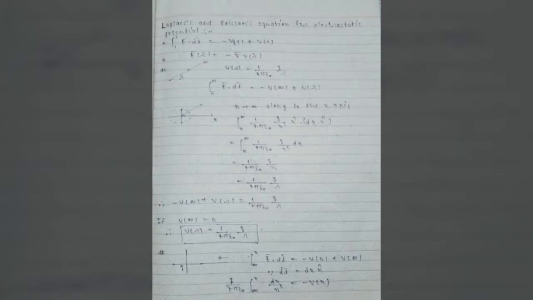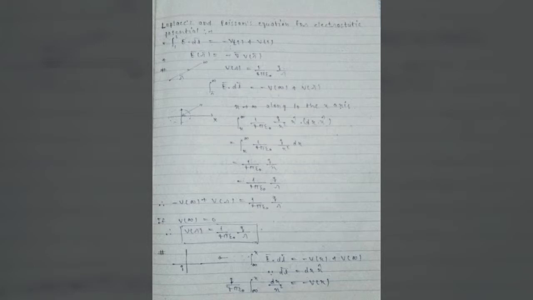Potential, and what we saw was that the integral of E dot dl from 1 to 2 was equal to minus V2 plus V1. Its differential form was that the electric field was equal to minus the gradient of electric potential. Let us see how we use these equations to get the electrostatic potential for a unit charge.